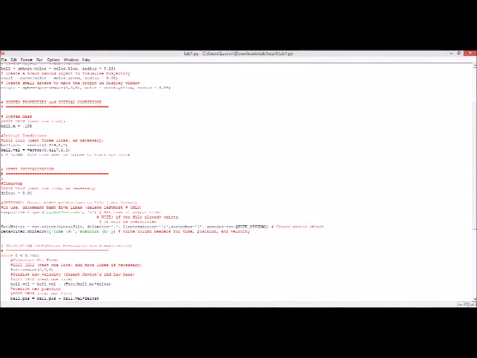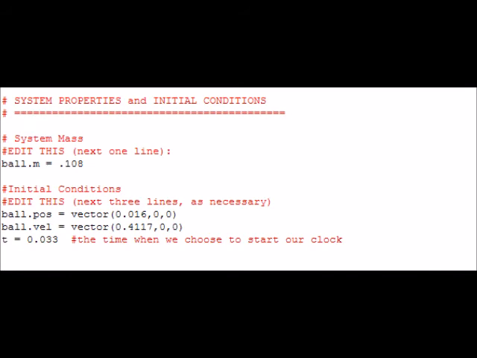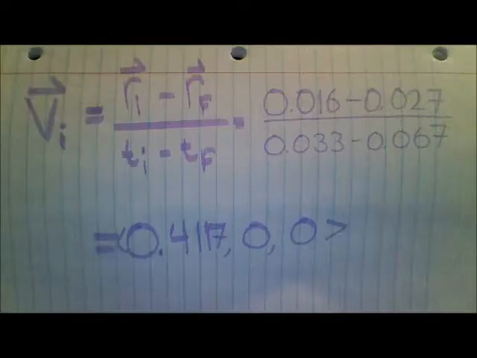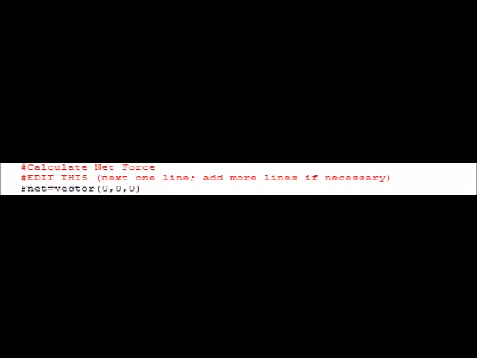Now we open Python to begin working on the model. There are 4 variable conditions: mass of the ball, initial position, initial velocity, and start time. The mass of the ball was 10.8 grams in this instance. The initial position and the start time can be found by looking at the first row in Tracker. The start time is 0.033 seconds, and the initial position is 0.016 meters in the x direction. The last value, initial velocity, can be given by looking at the first 2 rows in Tracker. It's the change in position over the change in time, which gives the value of 0.4117 in the positive x direction. As mentioned before, the net force is equal to the zero vector.